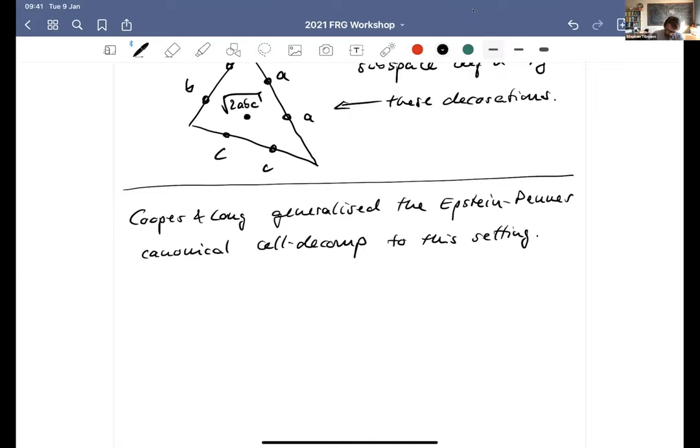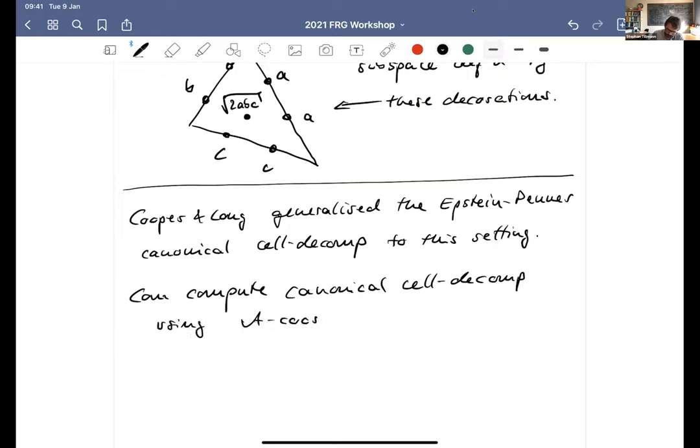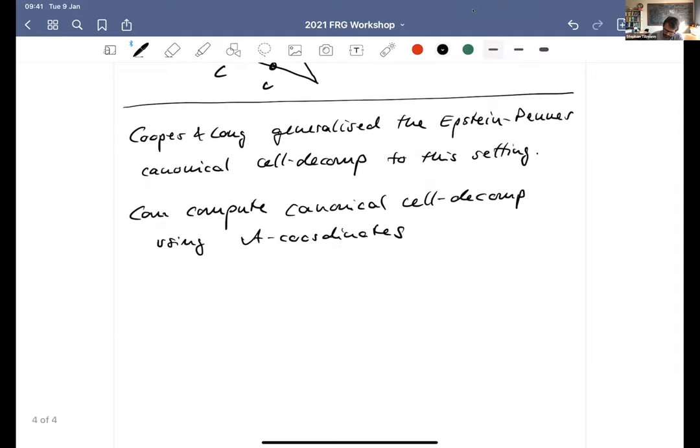So we can compute it using A coordinates, using a very simple edge flipping algorithm.